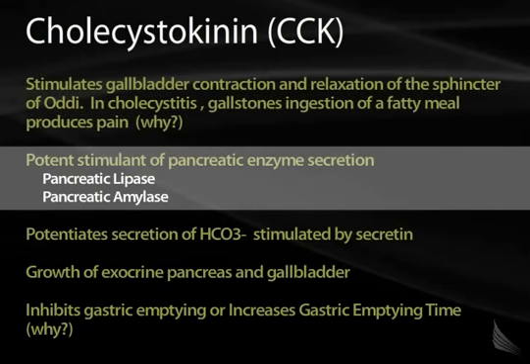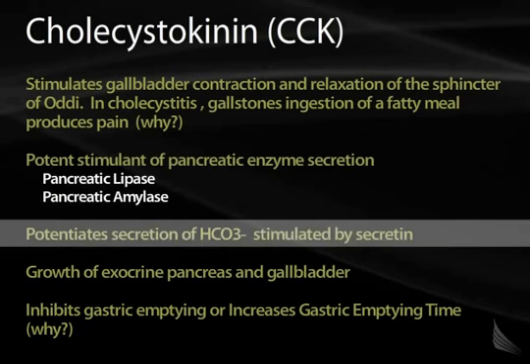Cholecystokinin is a potent stimulant of pancreatic enzyme secretion of both lipase and amylase. It also potentiates secretion of bicarb stimulated by secretin. This is important because gastric acid impairs or inhibits pancreatic enzymes. Therefore, cholecystokinin acts to potentiate the secretion of bicarbonate by secretin, therefore neutralizing gastric acid, which may come down from the stomach. Cholecystokinin is another trophic hormone and can produce growth of the exocrine pancreas and gallbladder.